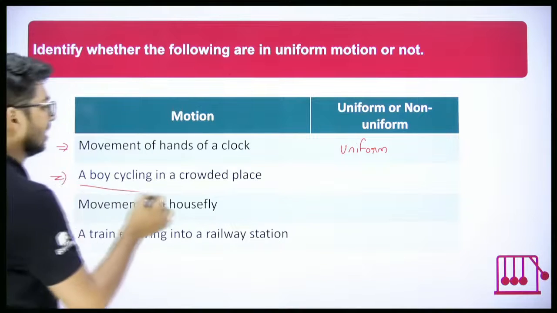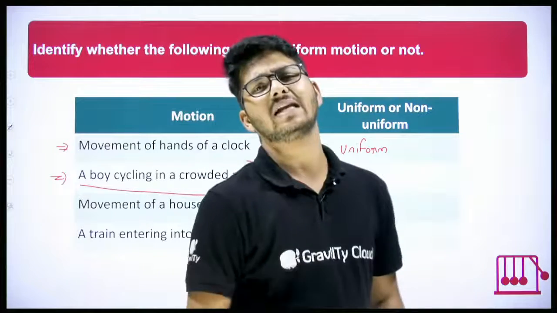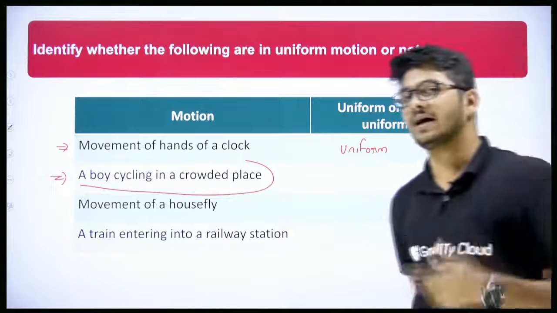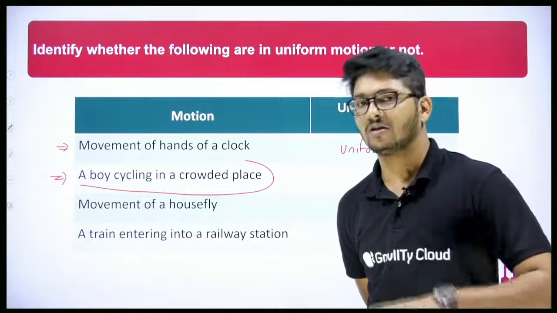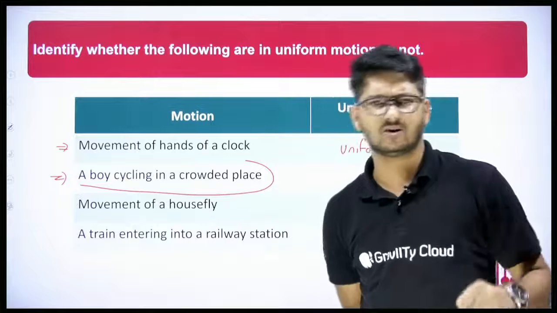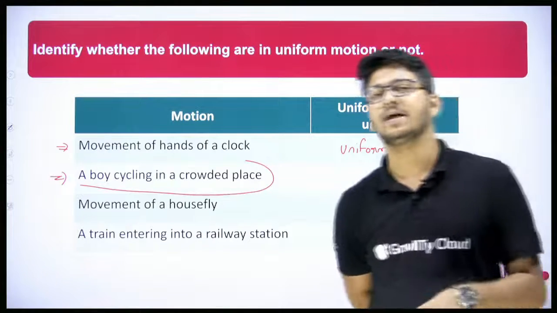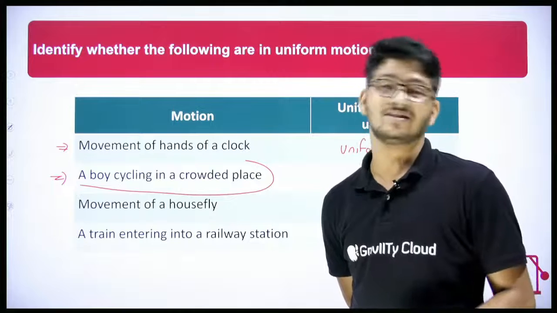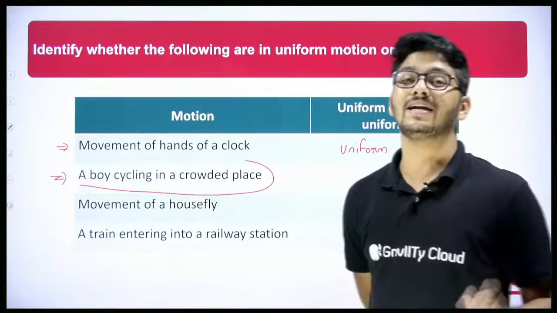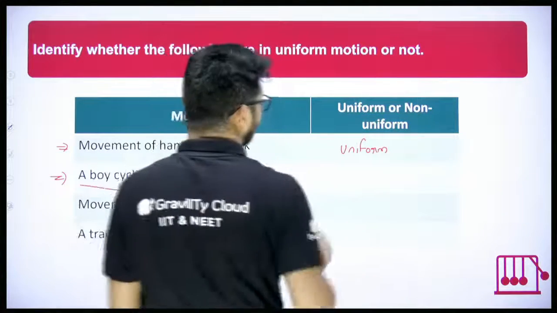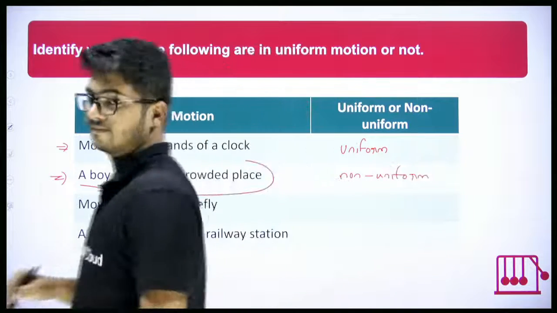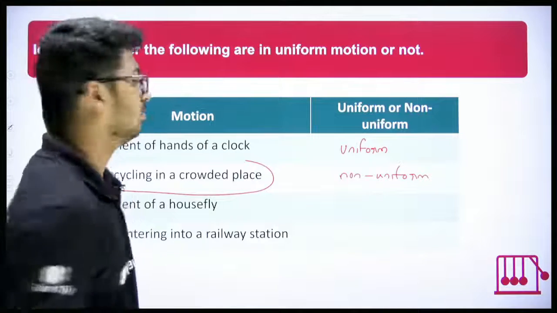Then what about this? A boy cycling in a crowded place. Let's say you're cycling in a market. When you're cycling in a market, is your speed constant? You'll suddenly increase the speed, you'll suddenly decrease the speed. You have to apply brakes many times in a very crowded place. That means your speed is increasing, decreasing, increasing, decreasing. Your speed is not constant, that means it will be non-uniform motion.